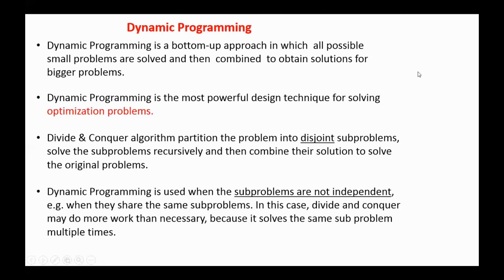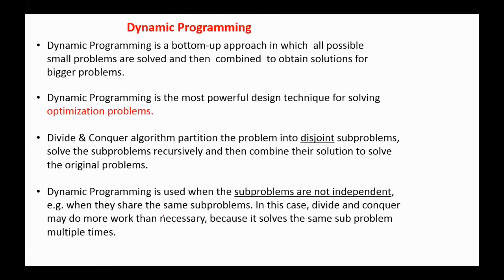For example, in the 0-1 knapsack problem, a greedy approach does not guarantee the optimal solution like dynamic programming does. Next, dynamic programming. Dynamic programming is a bottom-up approach in which all possible small problems are solved and then combined to obtain solutions for bigger problems. It is the most powerful design technique for solving optimization problems.